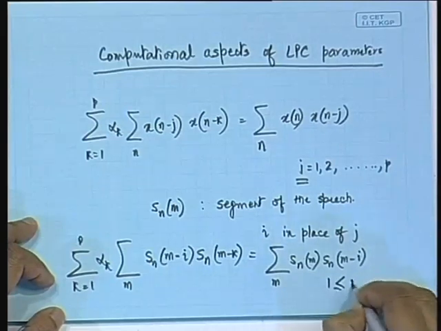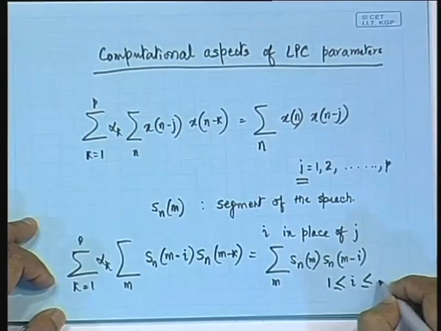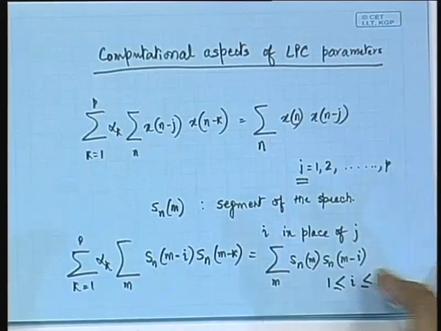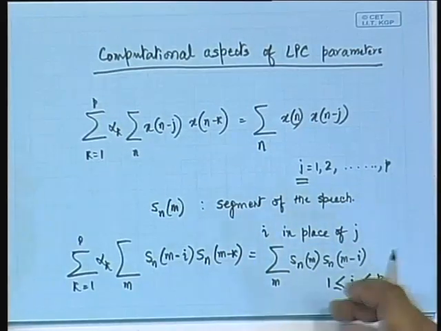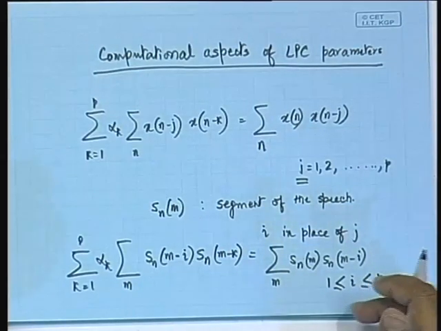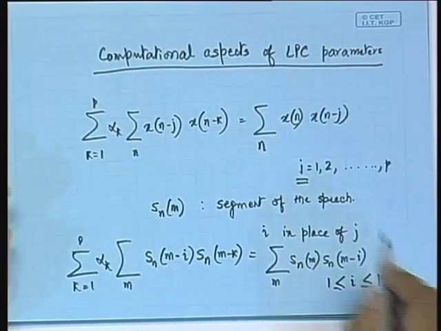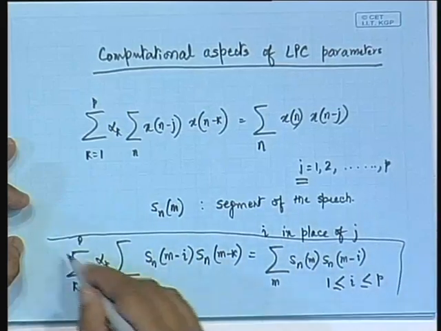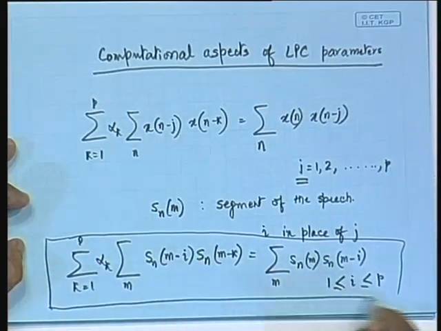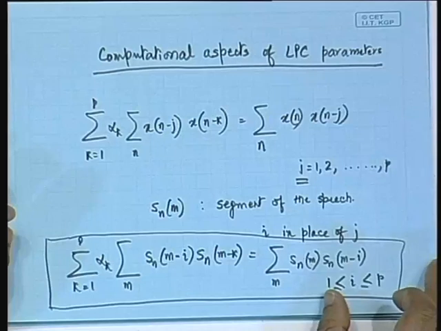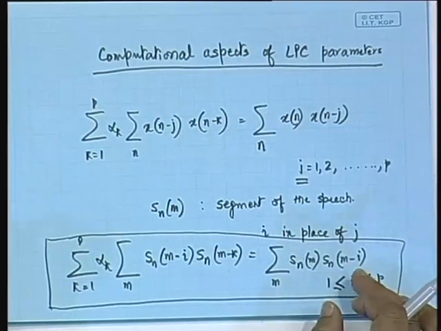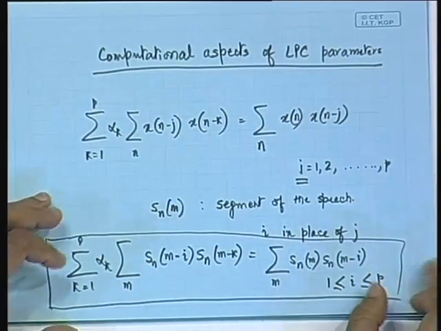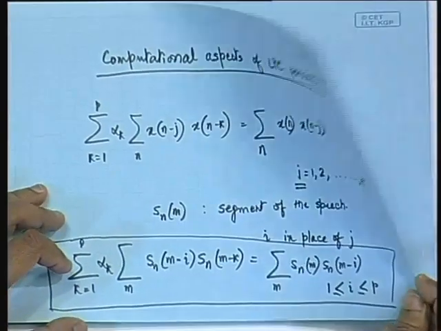So the index i is between 1 to p. Because i ranges within 1 to p, we have essentially p equations. Now the focus will be on the solution of these p equations, so that we can determine the alpha k. Now we define a quantity, which is nothing but the autocorrelation function.